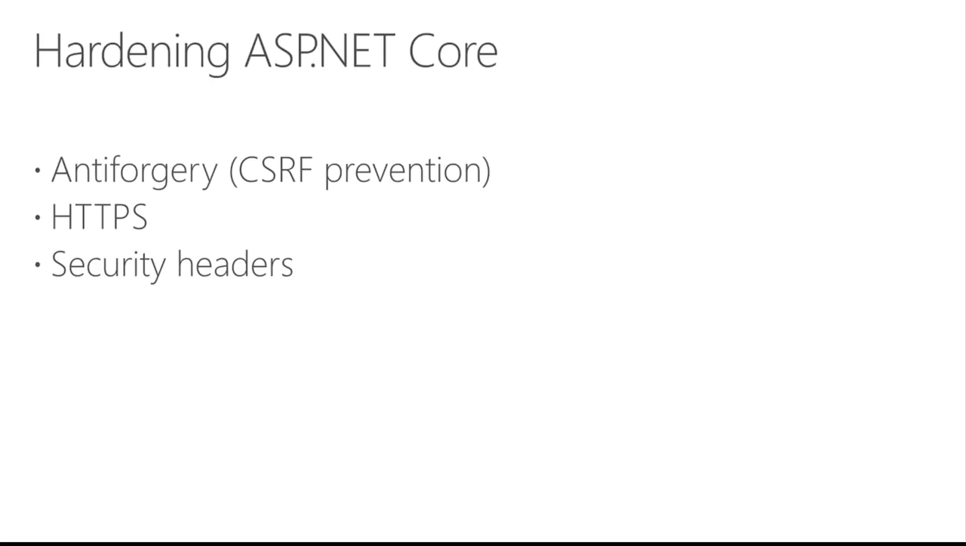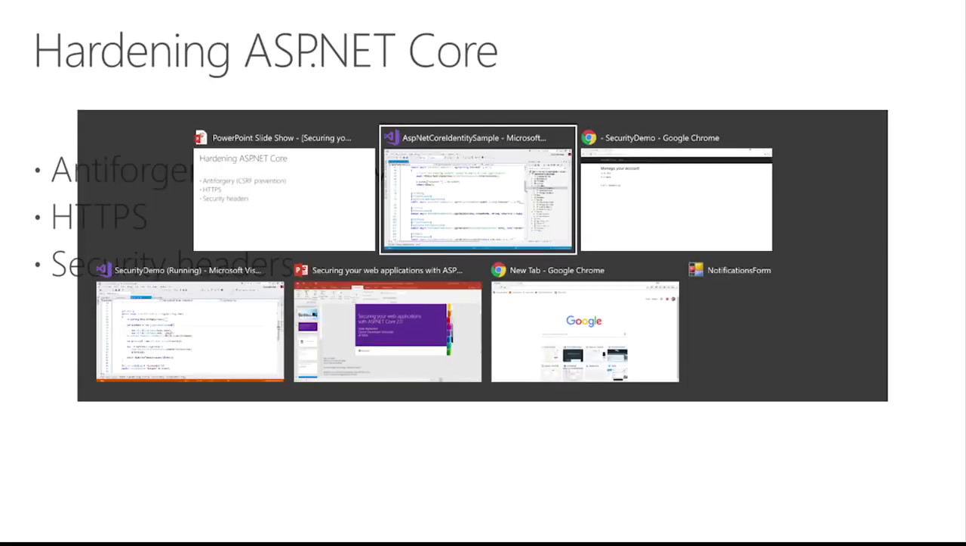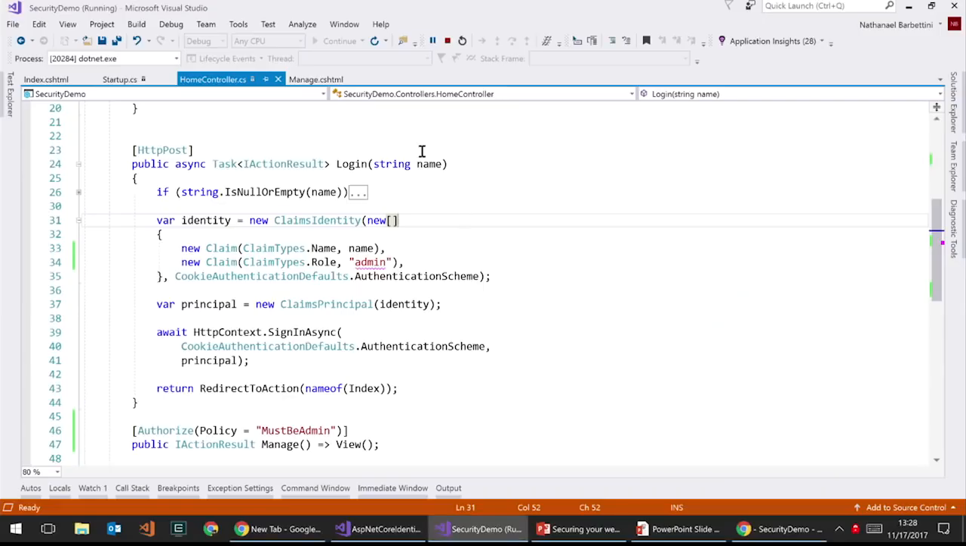I want to talk about anti-forgery or CSRF protection. I'm going to talk about HTTPS, or encrypting the connection to your application. And finally, I'm going to talk about security headers, or turning on some optional security functionality in modern browsers. So I like showing code instead of talking, so let's go ahead and switch back over to the code, and I'll show you what this looks like.